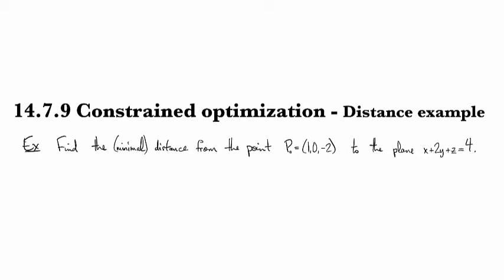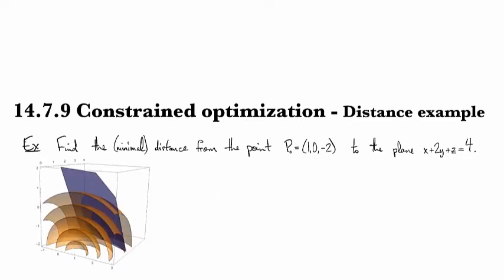So suppose we're asked to find the distance from a given point to a geometric object like a plane. When we say the distance from a point to a plane, we mean the minimum distance, right? So what's the distance to the closest point on the plane to it? The picture that goes with this looks like this.